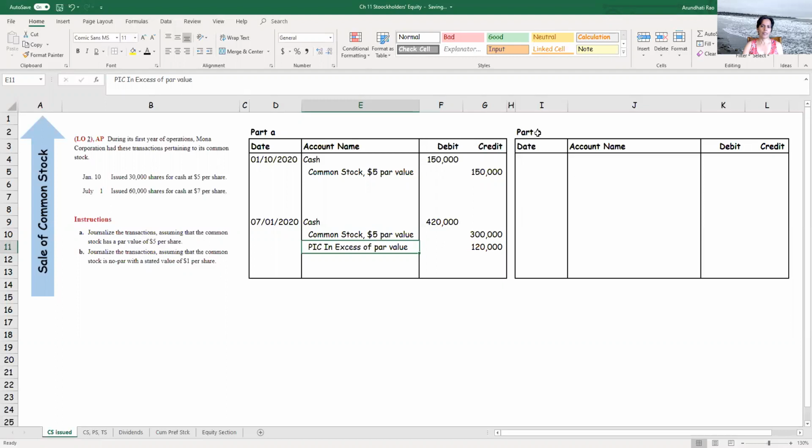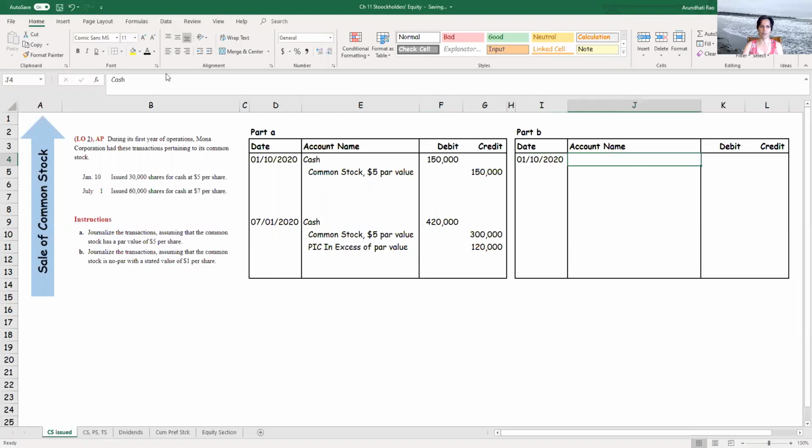Now, let's look at part B. We're changing the assumptions. We're saying that the stock has no par value. What it does have is a stated value of $1. So here we have, again, on the same date, we're doing the journal entry. So we're not doing part A. We're saying this is what our assumption is.